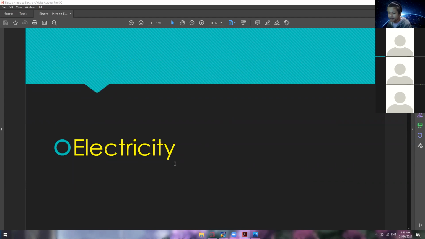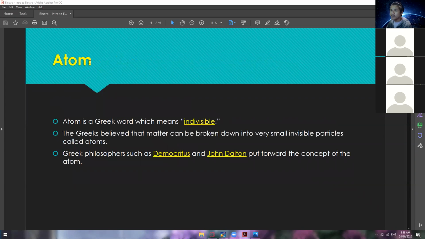So moving on is electricity. Okay. But before we talk about electricity, we have to know the foundation of electricity. So that is why we have here atom. Okay, so as we all know, atom is the smallest matter in the entire universe or the entire Earth, because that is what our scientists found out in this world.